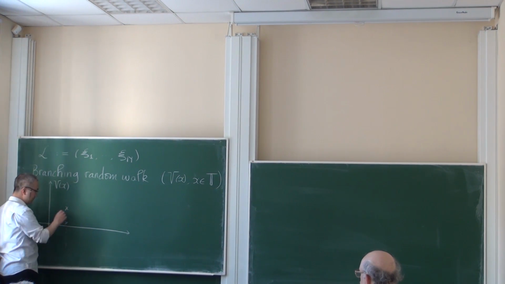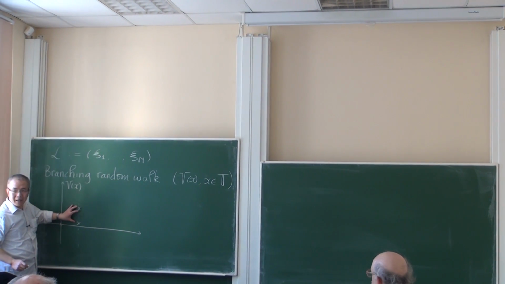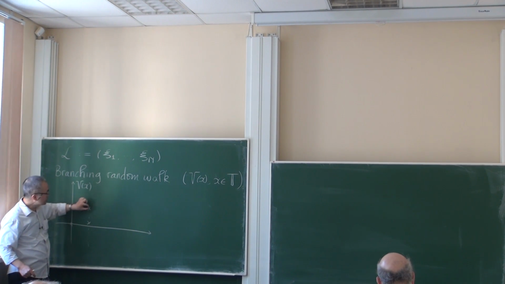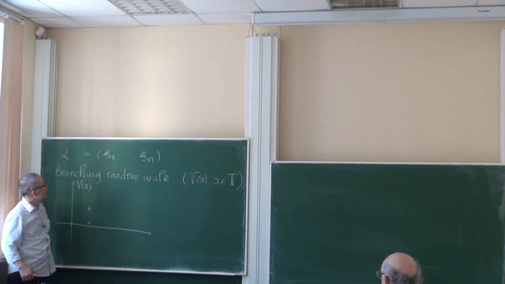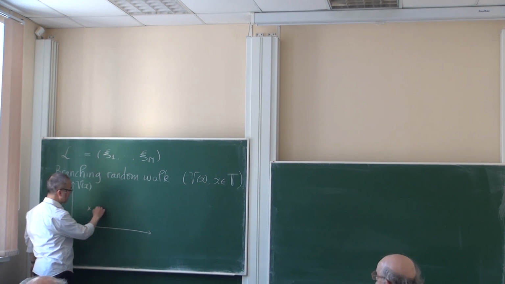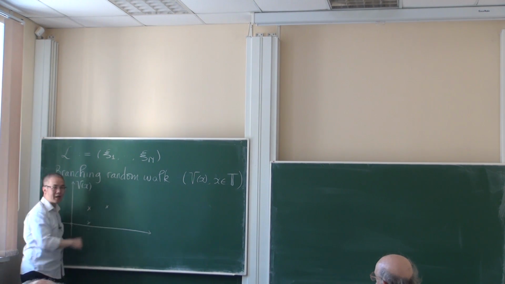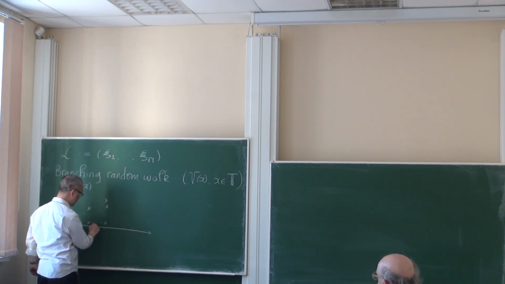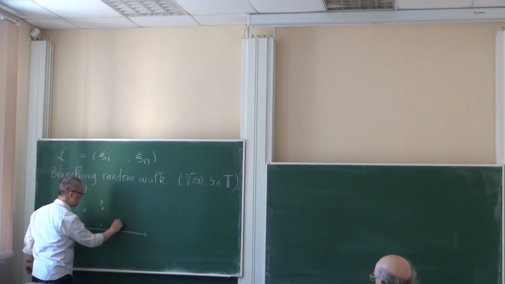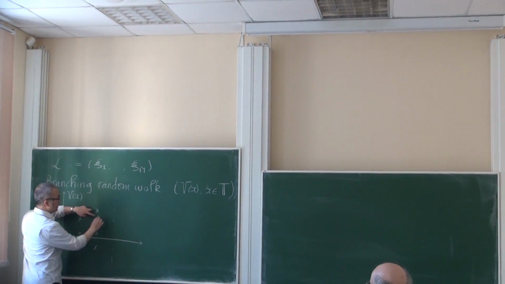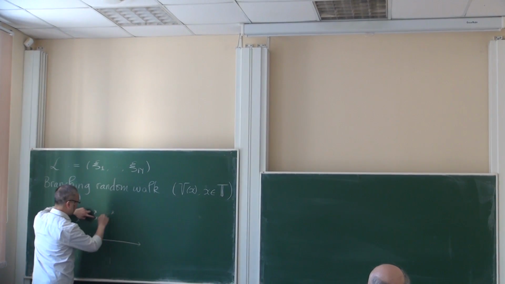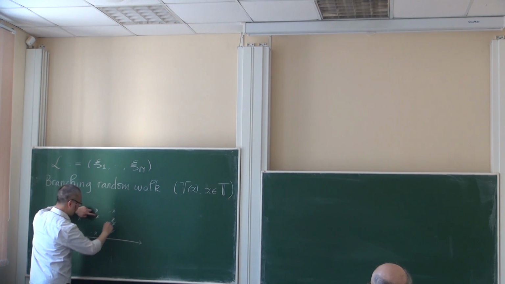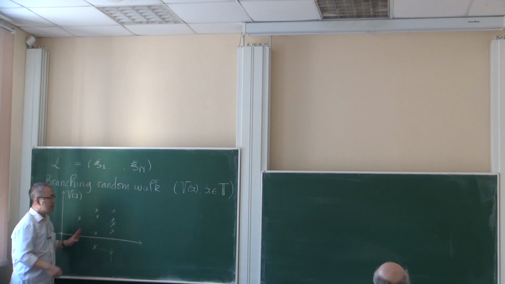At time 2, both of them die, and each is going to give children, and the children of each are distributed according to the same distribution. So let's say this guy gives just 1 child, this guy gives maybe 3 children, and so on. Maybe this guy doesn't have children at all. This guy will have 2 children, 1, 2, and so on.